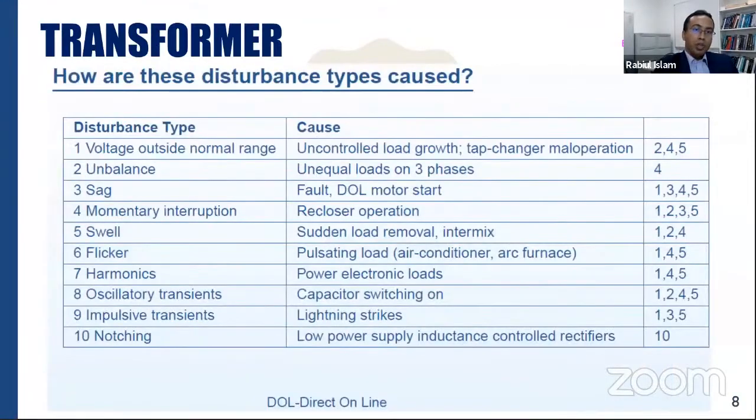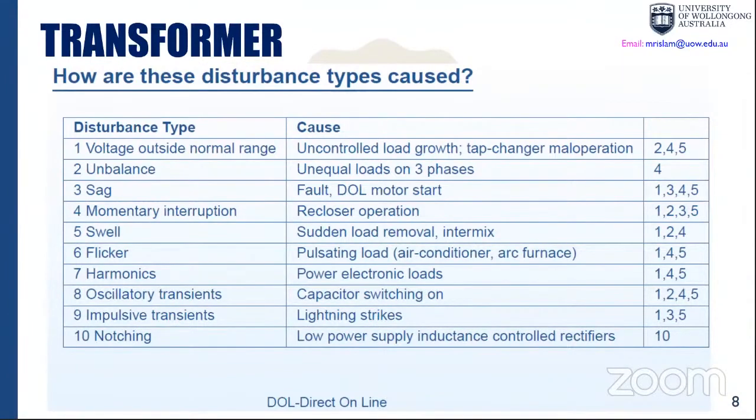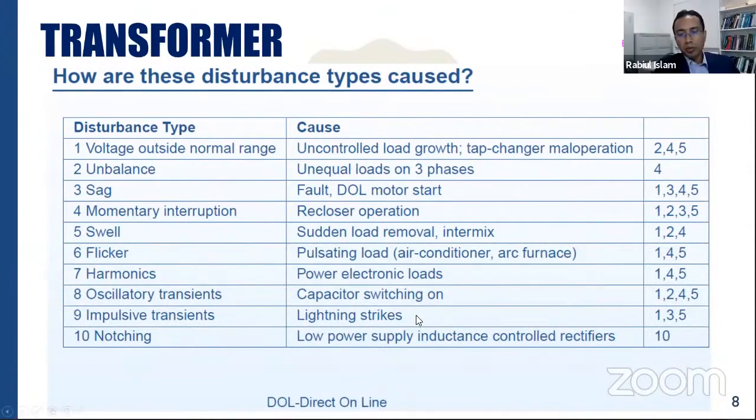So this disturbance type is mainly caused by some sort of switching or load changing, from the distribution side or from the load side. There are some sources that create this type of disturbance, right? For example, power electronic loads. Nowadays we are using more and more power electronics loads, and those loads basically introduce or inject harmonics to the grid, right?